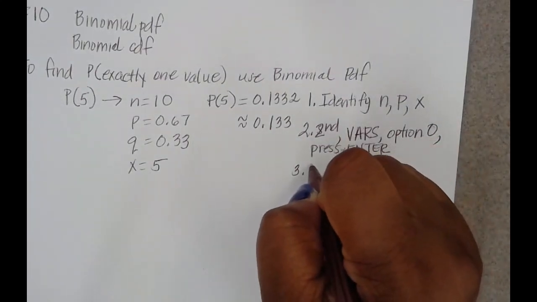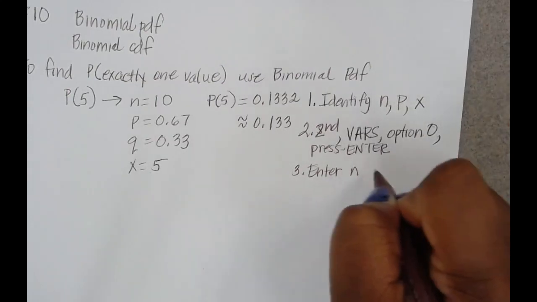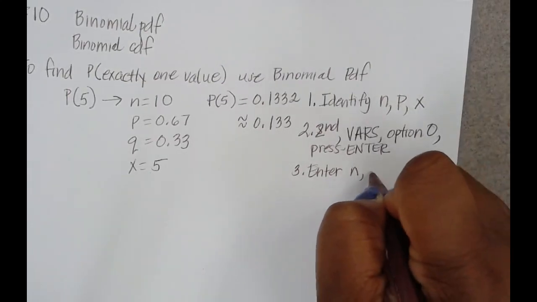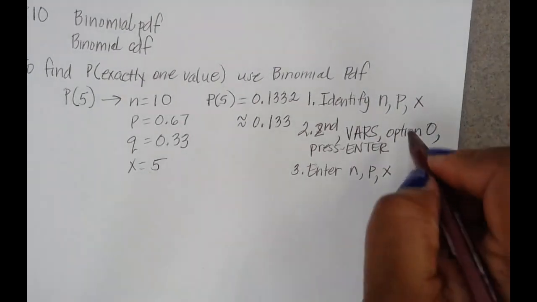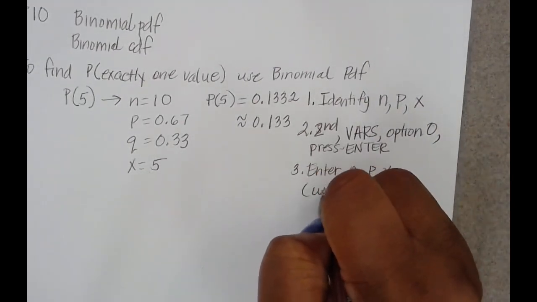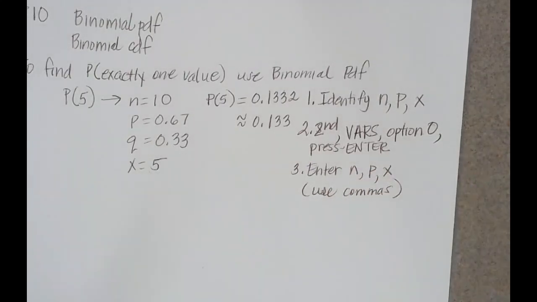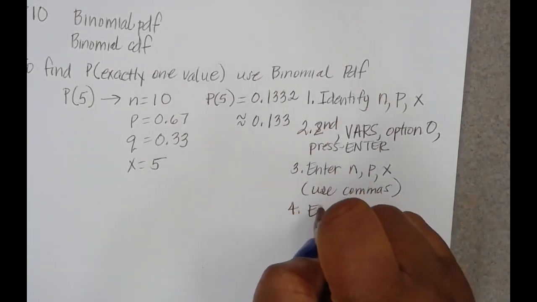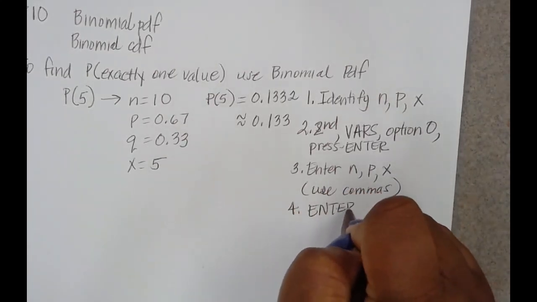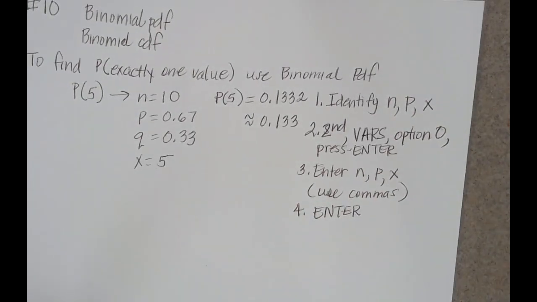And then enter N, P, and X. Make sure you use the comma. Use commas. Okay? And then last you press enter. That's the key. Okay? So those are the steps to keying that in.